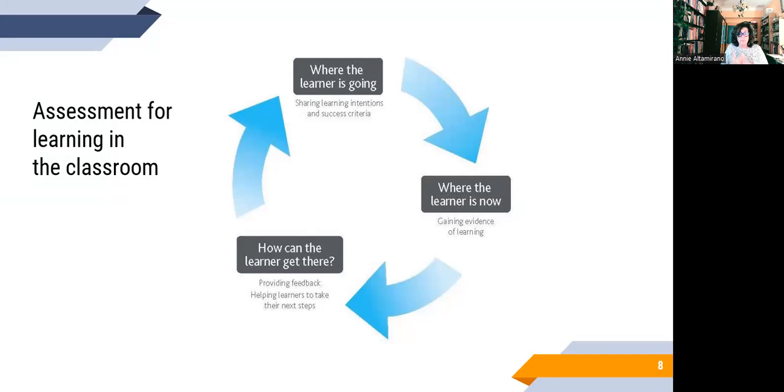Also, assessment for learning should focus on where the learner is now. That is, techniques, for example, effective questioning will help us gauge what they have learned during a lesson. And also, how can the learner get there? We can use this evidence of learning to inform choices about what they will do next with a class, with individual students, and learners can use this evidence to make decisions about their learning.